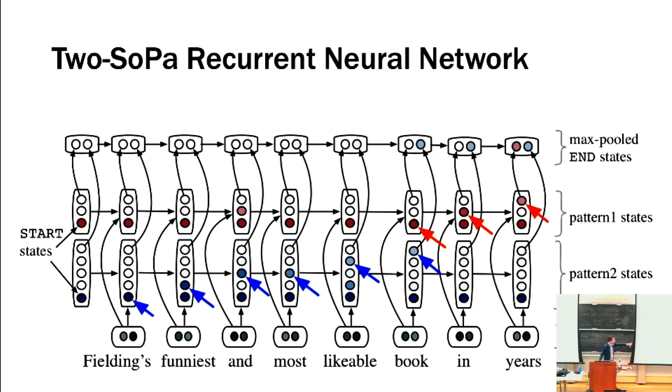So think of this as the forward score vector at time step 1, the forward score vector at time step 2, or the Viterbi score if you use max.